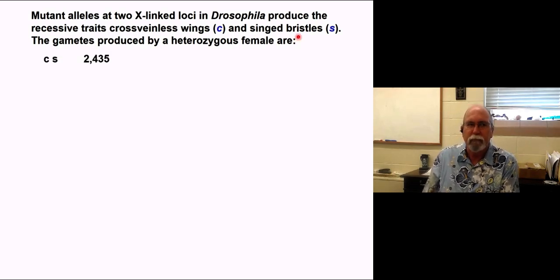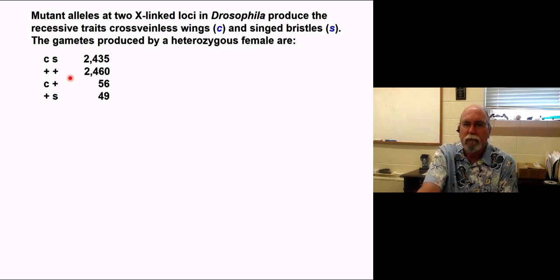We looked at the eggs. We get some that show up being both cross-veinless and singed. We get a comparable number that are both wild types, so they're normal winged and normal bristles. We get a few that turned out just to be cross-veinless, but normal as far as bristles. And then we get just the complement of that. We get a few more that look like they're going to be just singed, right?